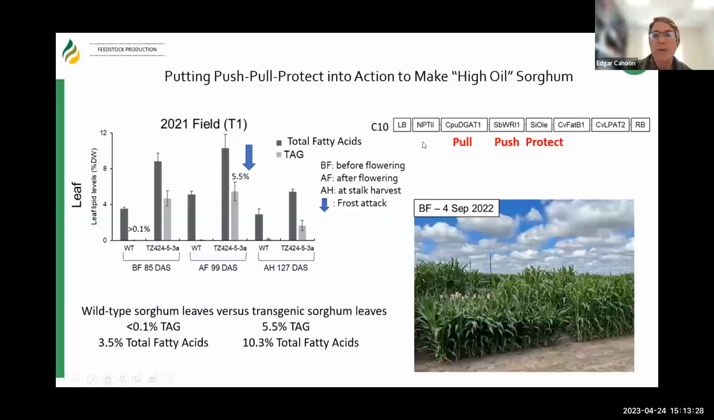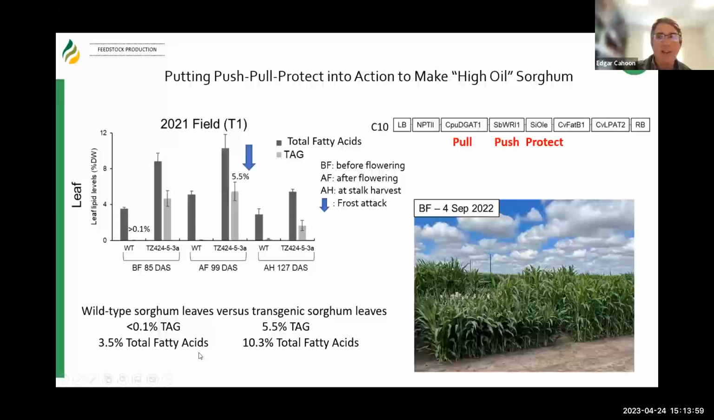But this is just showing that with this construct in the field in 2021, if we look at the amount of TAG in wild type sorghum leaves, it's almost nothing. It's like 0.1% of the total dry weight. But in the engineered lines at the right stage of harvest, we can get up to about 5.5% TAG in the leaf.